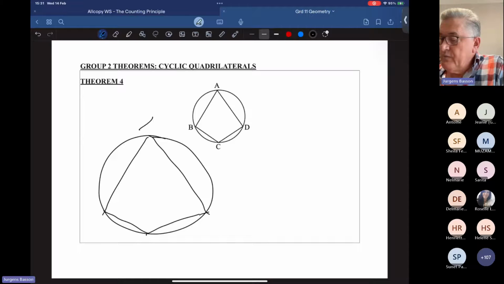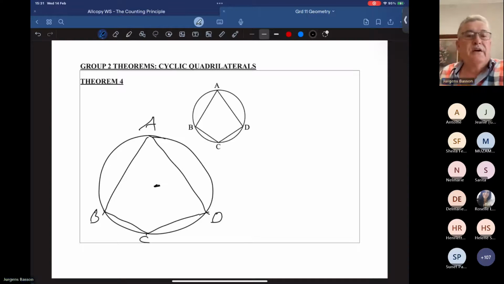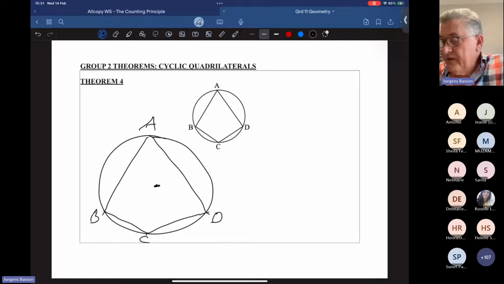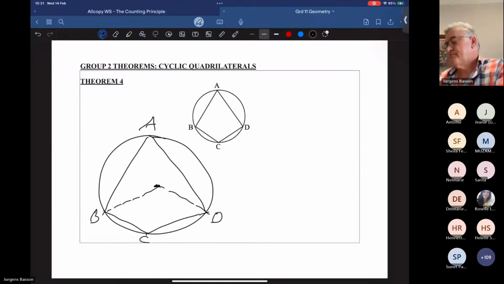So I'm going to call it A, B, C, and D. What I'm going to do is, like I said before, draw radii to the opposite angles B and D. Now, the moment that I've done this drawing, you will notice that we have angle at center.